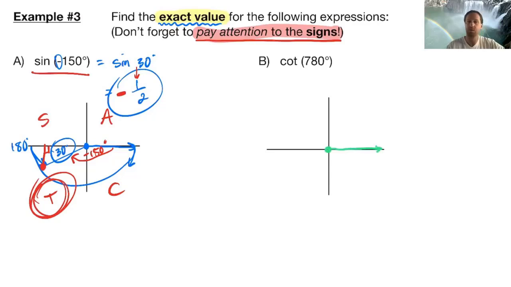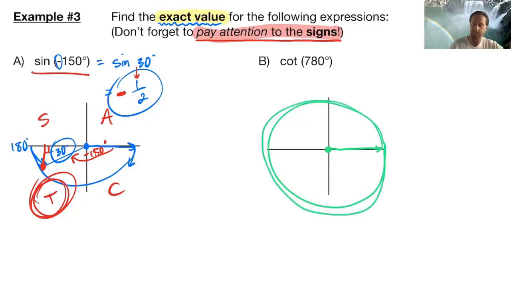All right, so looking at the 780 degrees, before I even think about cotangent, I want to see where that is, so I'm going to do a drawing to see it. Now, when I do this, remember 780 degrees means I'm going to have to go all the way around at least once. That's 360. What if I went around 360 another time?